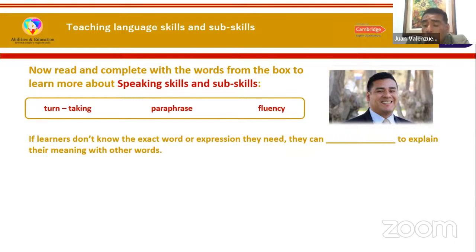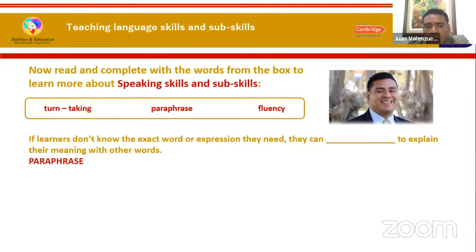So when you explain the meaning of something with other words, with your own words, because you don't know the exact word or expression, you paraphrase. Excellent, Al-Hadis. Very good. Excellent. Yes, we paraphrase.